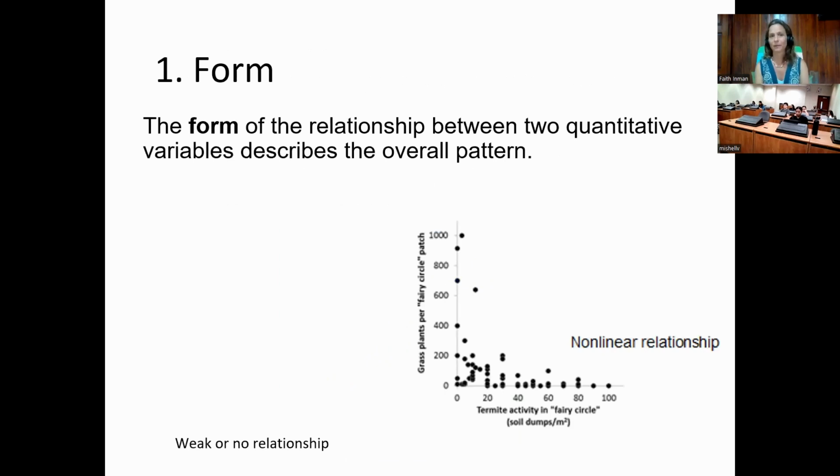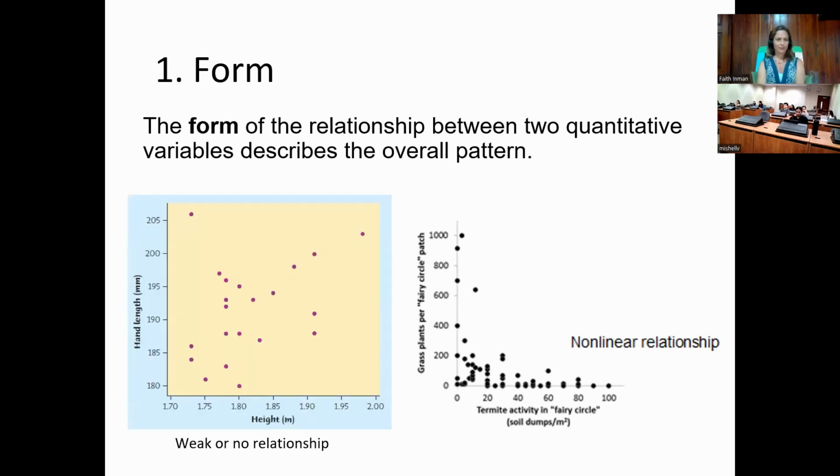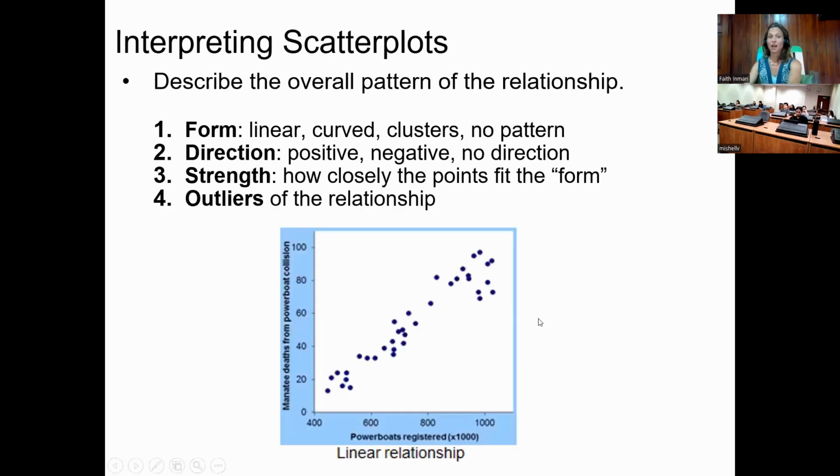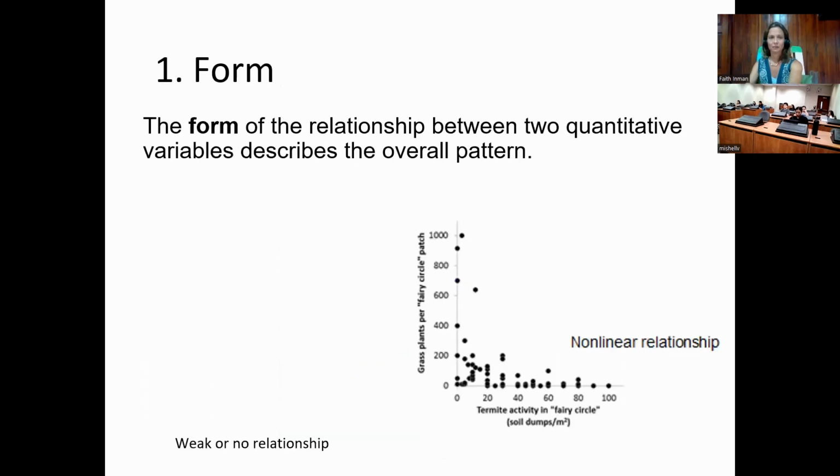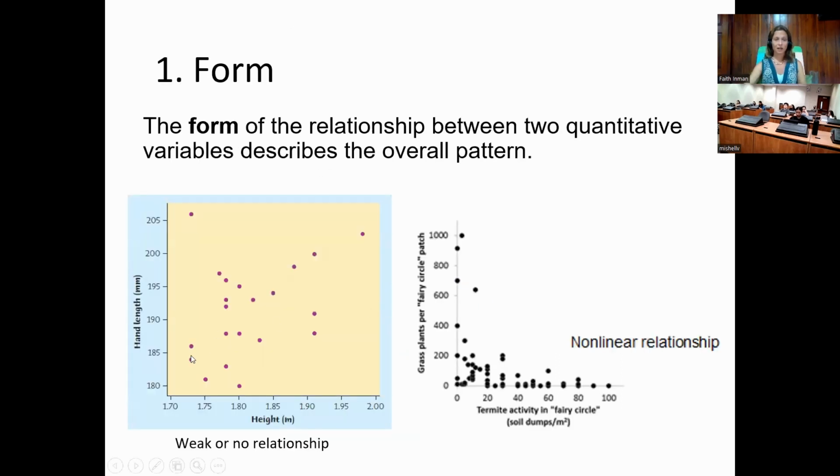Form. What do we mean by form? The form of the relationship between 2 quantitative variables describes the overall pattern. Okay, there we go. Again, here you see a strong linear relationship, right? It's a linear positive relationship. Here we see a weak or no relationship. It looks almost like a random scatter, like you maybe see an increasing trend, but then there's this point over there. It's really hard to tell. It's hard to tell if there's any pattern going on here between height and hand length.